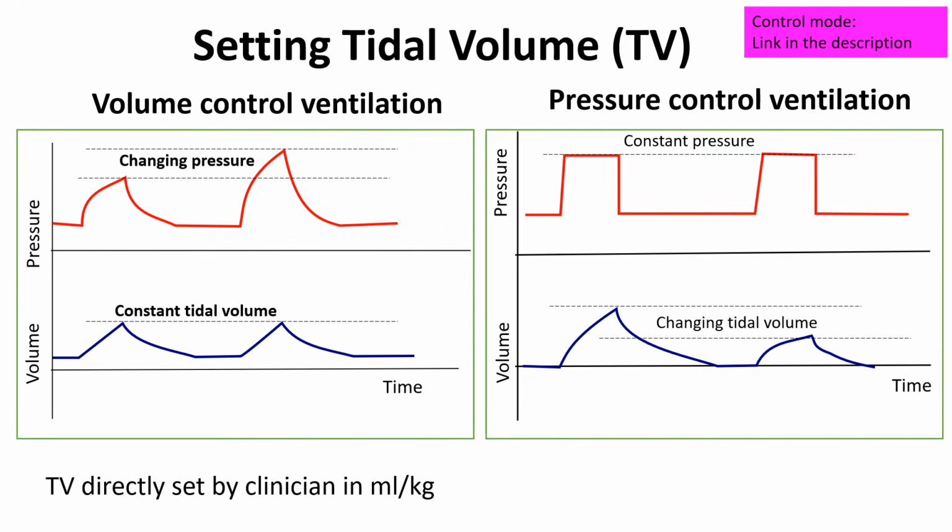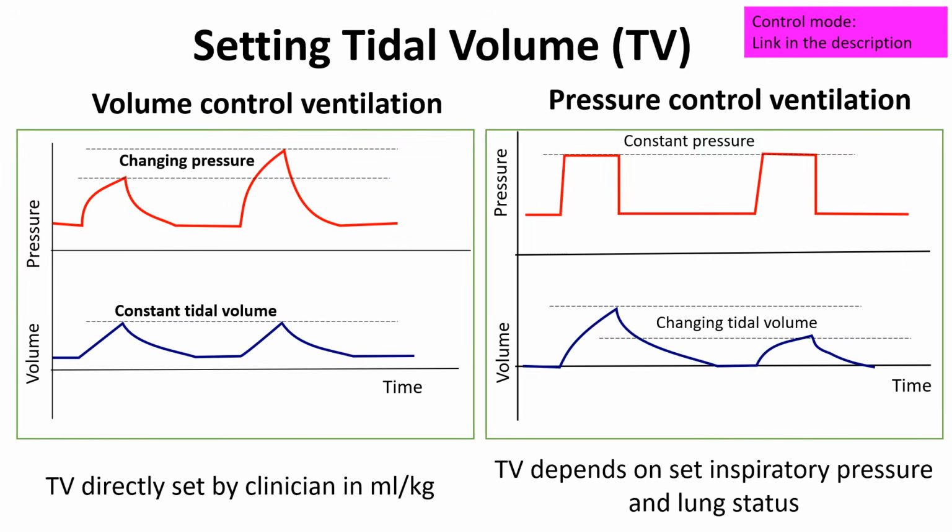In contrast, pressure-controlled ventilation allows the clinician to set the inspiratory pressure, and the ventilator delivers breaths at that pressure. The resulting tidal volume will depend on the patient's lung compliance and airway resistance, ensuring consistent inspiratory pressure but potentially varying tidal volumes with each breath.